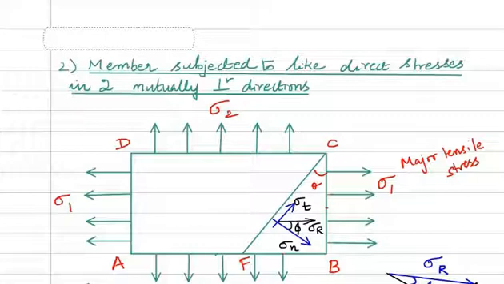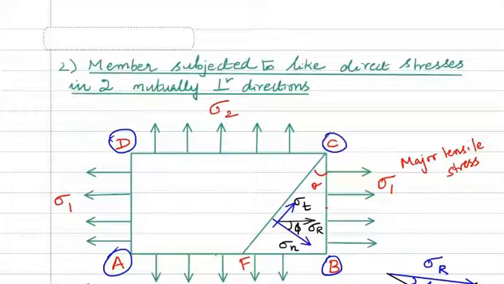Now the second case is a member subjected to direct stresses in two mutually perpendicular directions. So consider a body A, B, C, D. In this body A, B, C, D, two stresses are acting. One is sigma 1 and the second one is sigma 2. Sigma 1 is in the x direction and sigma 2 is in the y direction.